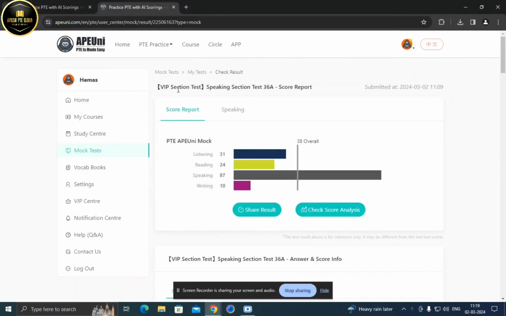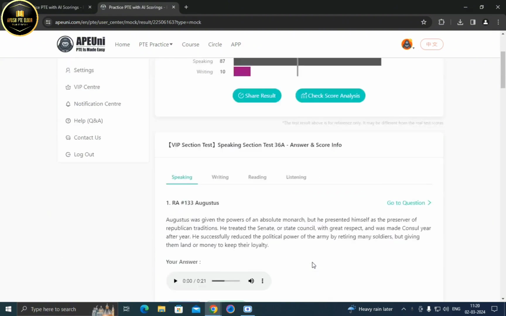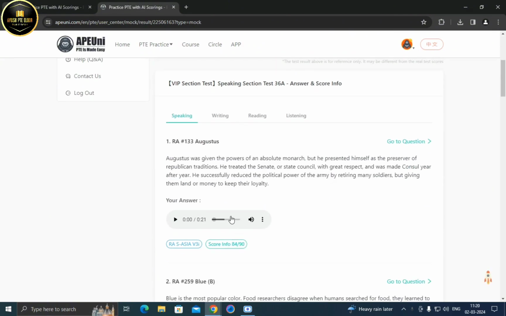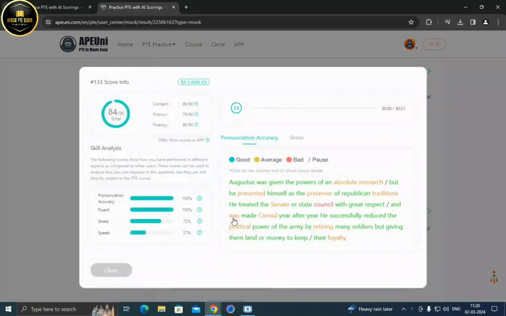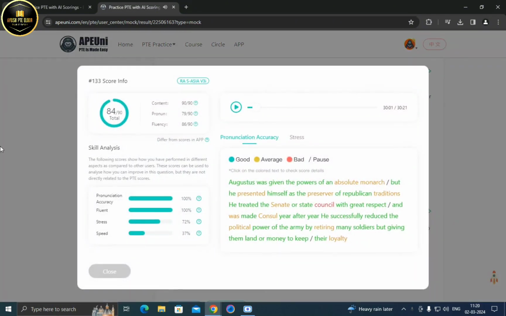So here it is, guys. We have got our result, and that is speaking 87. Let's check what we have got and how we could improve, and what we missed. First, if I check the read alouds, I've got 84. Fluency was good, pronunciation was not that bad, and content was good.